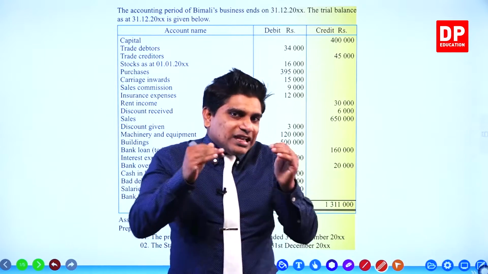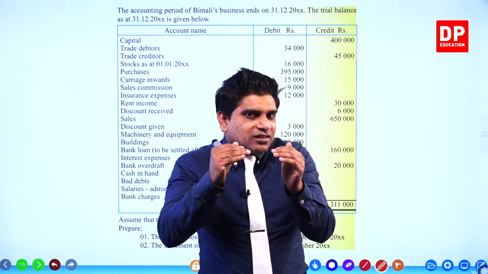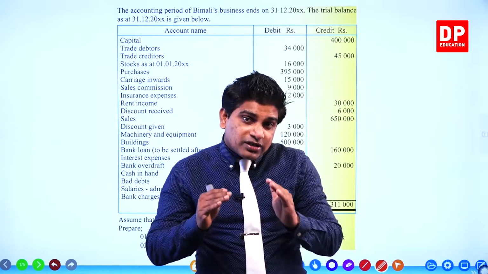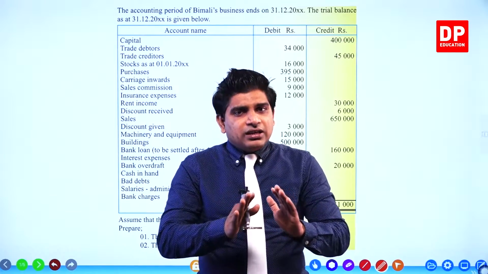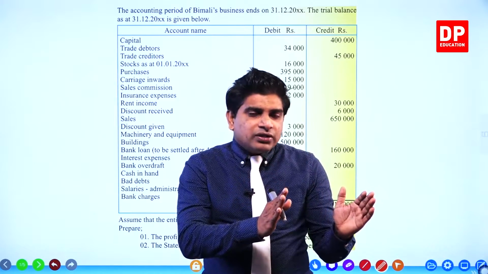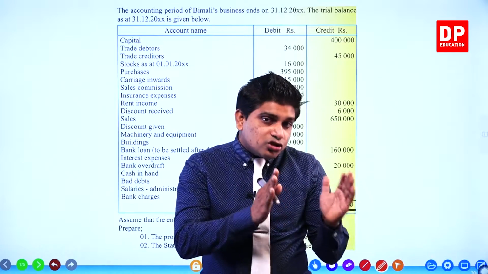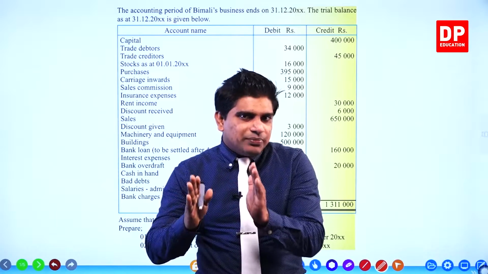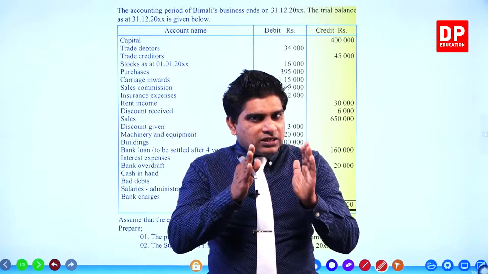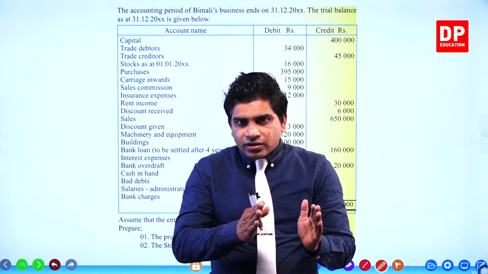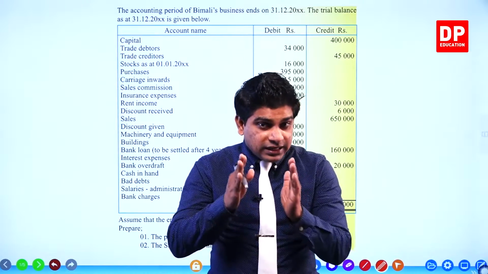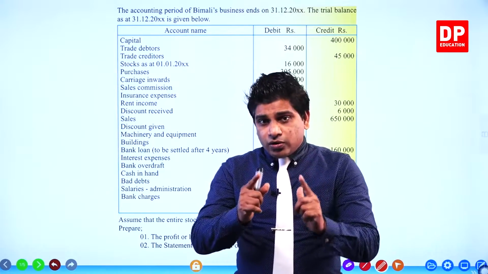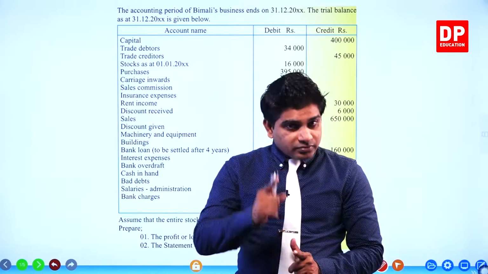How? We classify assets into current assets and non-current assets. We classify liabilities into non-current liabilities and current liabilities. Finally, we get the total of the assets. It should be equal to the total of the capital plus liability values. It is the basic thing. In the last chapter also we have done this, right? I clearly explained in the previous video, right? Now let's go to the question.